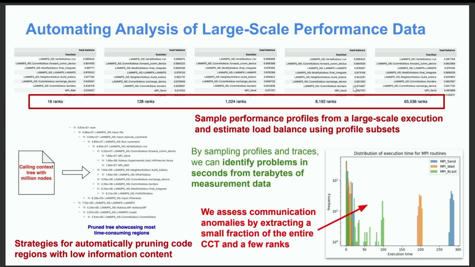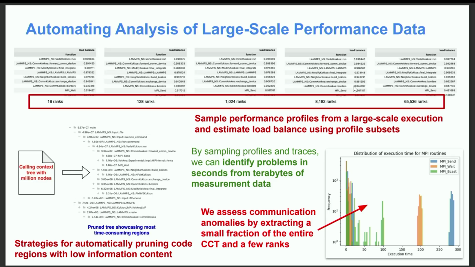We have strategies for automatically pruning code regions with low information content. If you have a calling context tree with millions of nodes, we want to feed that into our model and extract the most time-consuming regions. For the example on the previous slide, we had an execution with 64K Ampere ranks. We want to see the load balance across my Ampere ranks, but I don't want to look at the entire 64K Ampere ranks. I want to estimate my results on smaller subsets. So we enable sampling performance profiles from large-scale executions and estimating load balance using profile subsets.